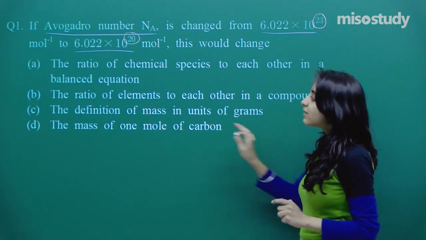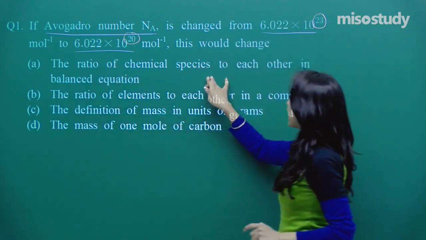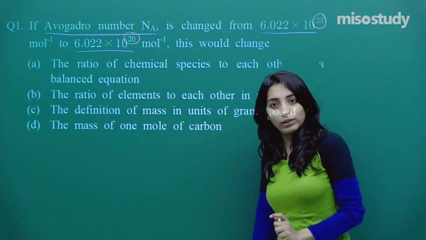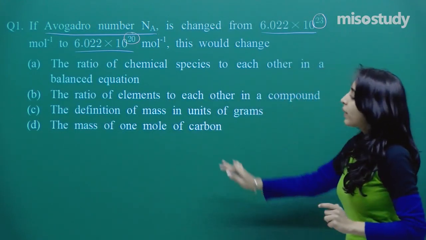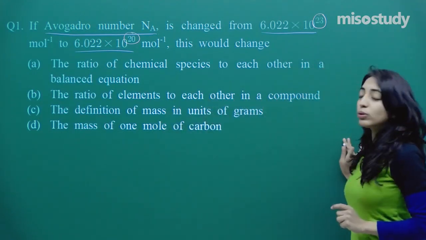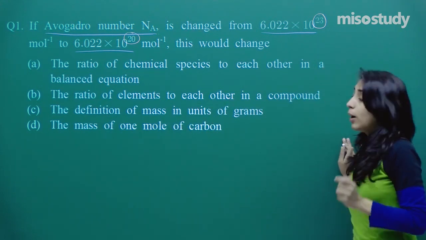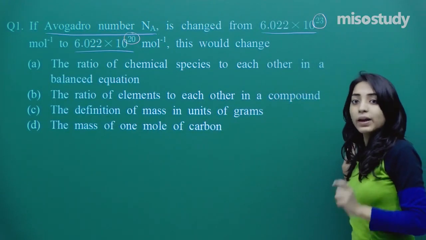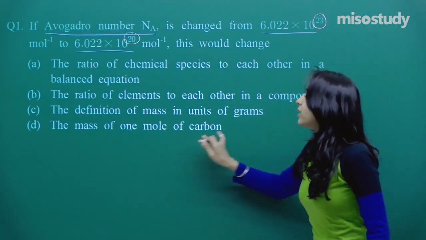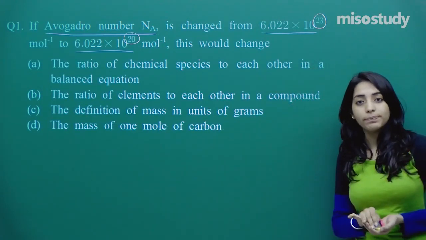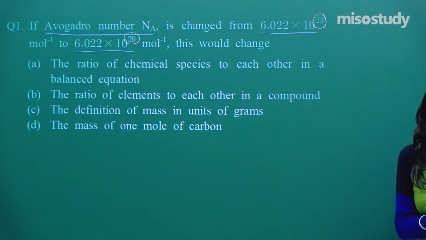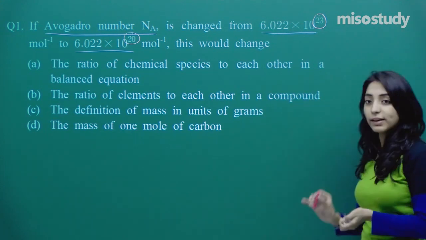The very first is the ratio of chemical species to each other in a balanced chemical equation. Point number 2, the ratio of elements to each other in a compound. Point number 3, the definition of mass of units of gram. And point number 4, the mass of 1 mole of carbon. Now I will tell you how exactly the question is supposed to be done.